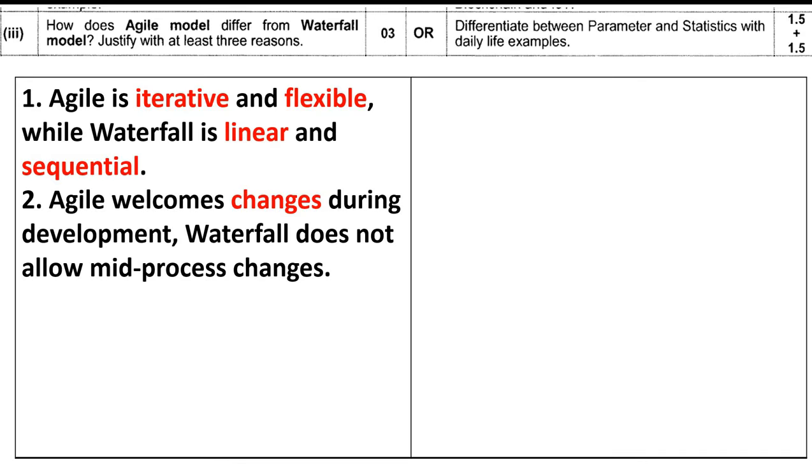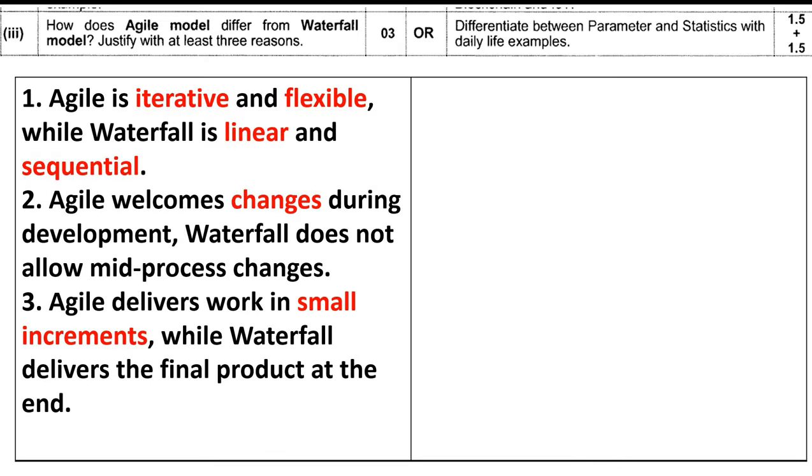This is very important because in agile, changes can be welcomed at any stage, while in the waterfall methodology, changes are never accepted during the stages. This is a big difference. According to the situation, you have to apply the methodology. The important point: agile welcomes changes during development, while waterfall doesn't allow mid-process changes.